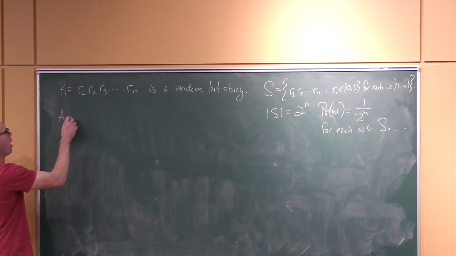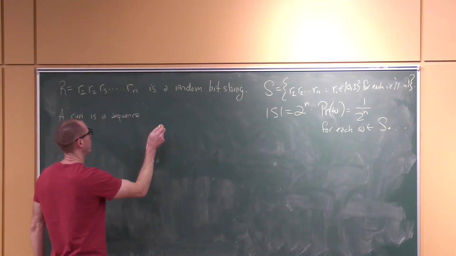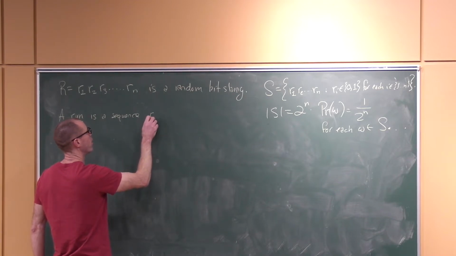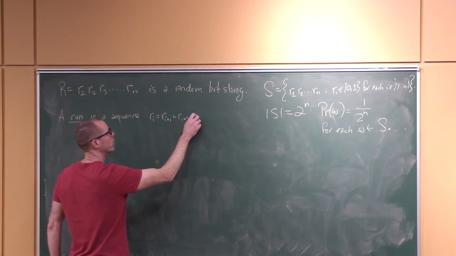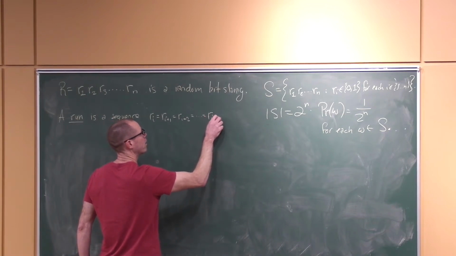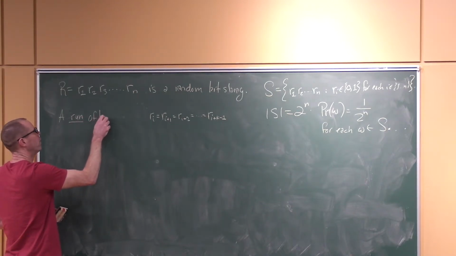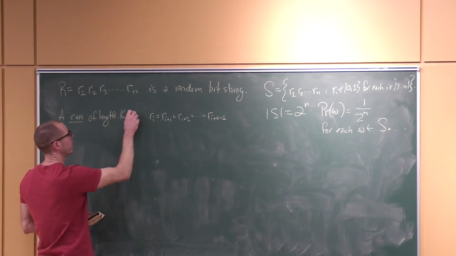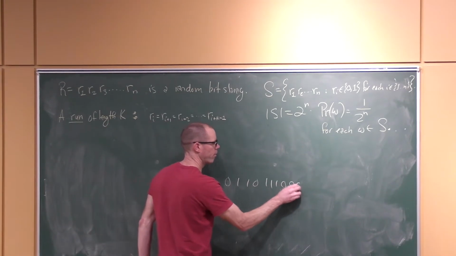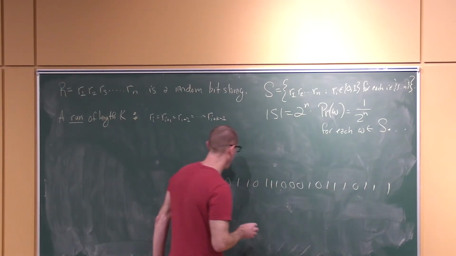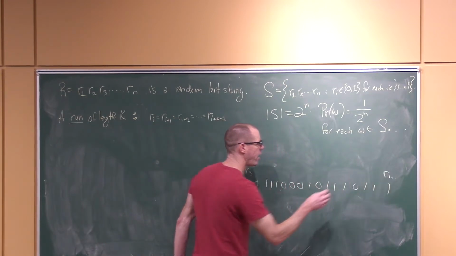So a run is a sequence that looks like this. So you have Ri is equal to Ri plus 1 is equal to Ri plus 2 is equal to, and so on, up to Ri plus, let's say, k minus 1. And that is a run of length k. So you write down your bit string. Right, this is R1, R2, R3, all the way up to Rn.